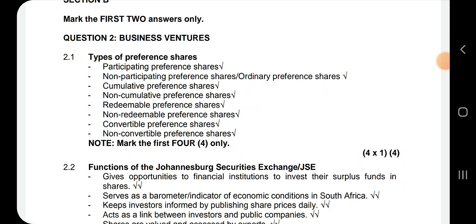So types of preference shares are participating, non-participating, cumulative, non-cumulative, redeemable, non-redeemable, convertible, and non-convertible. So you just have to know participating, cumulative, redeemable, convertible. Okay? So that's what you have to know. Types of preference shares: participating, cumulative, redeemable, convertible. And then you just say participating, non-participating, cumulative, non-cumulative, redeemable, non-redeemable, convertible, non-convertible. So that is how you know your type of shares, preference shares.